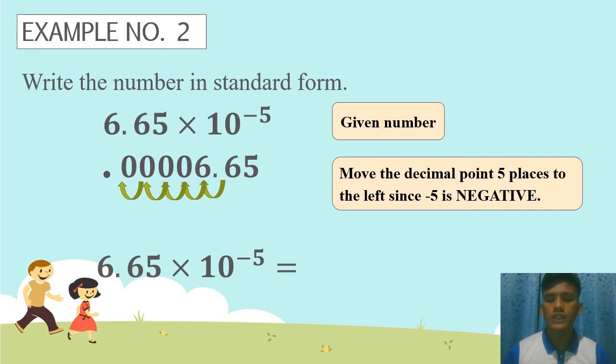And the result is, from 6.65 times 10 raised to negative 5, equal to 0.0000665. And that will be our final answer.